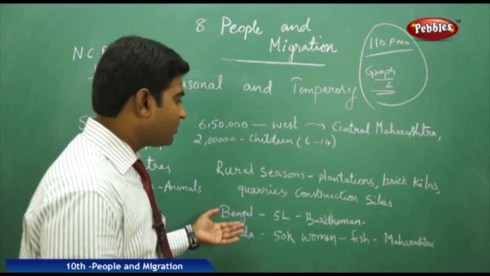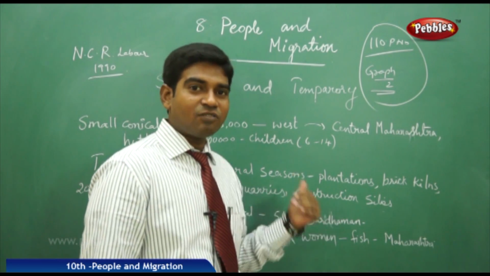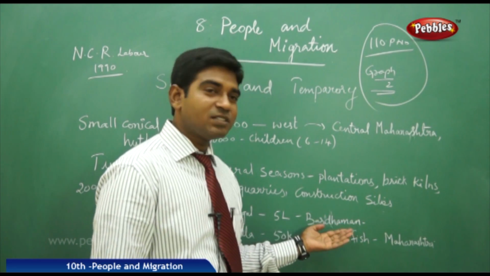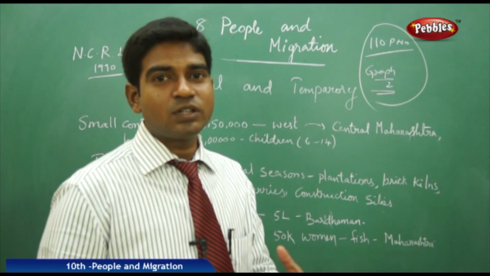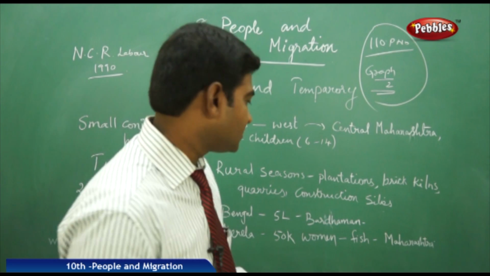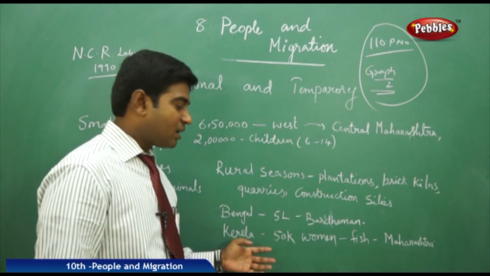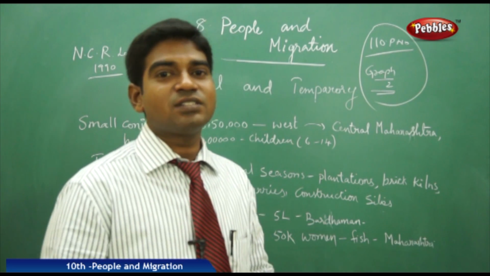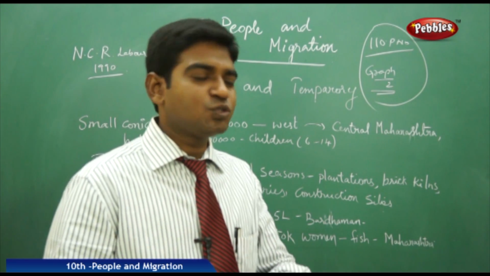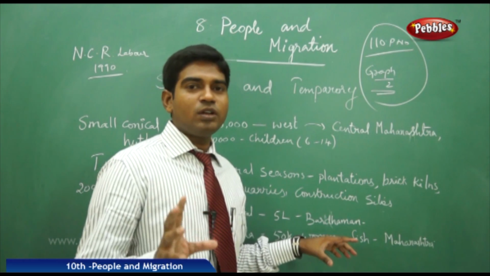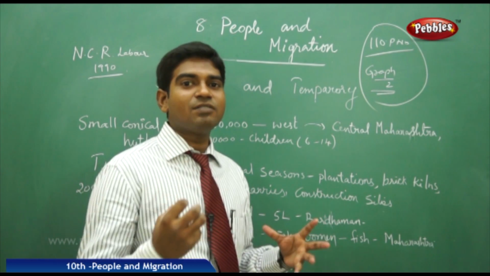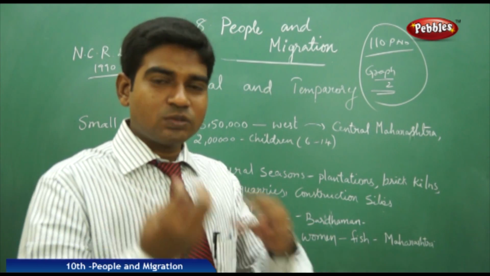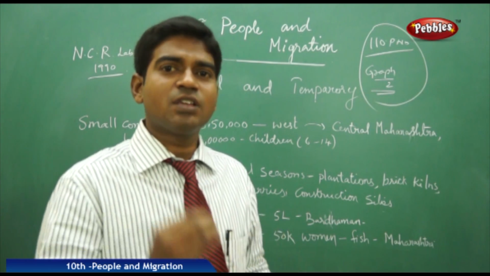Let us see, in Bengal we have 5 lakh people migrating to Bardhaman district, where they work in the rice workshops or rice mills and all these things. We have another example: in Kerala, 50,000 women every year migrate to the fish processing industries and all these things. So we have various issues that are addressed here. The one factor binding them is survival, to get a better chance to survive. The basic necessity of migration is to survive.